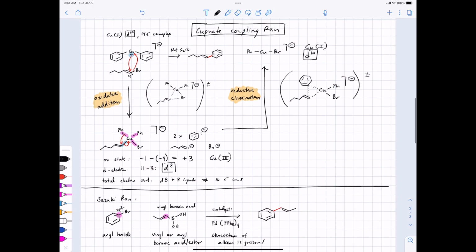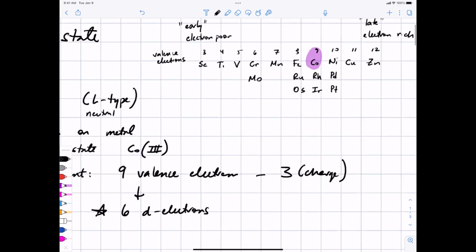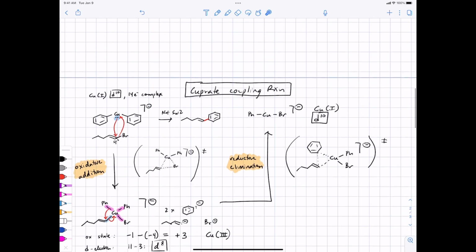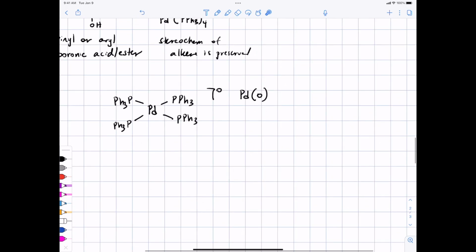If we go to our periodic table, we can see that palladium has 10 valence electrons. So this is a d10 metal, and the total electron count is 18. All right, 2, 4, 6, 8 plus 10.